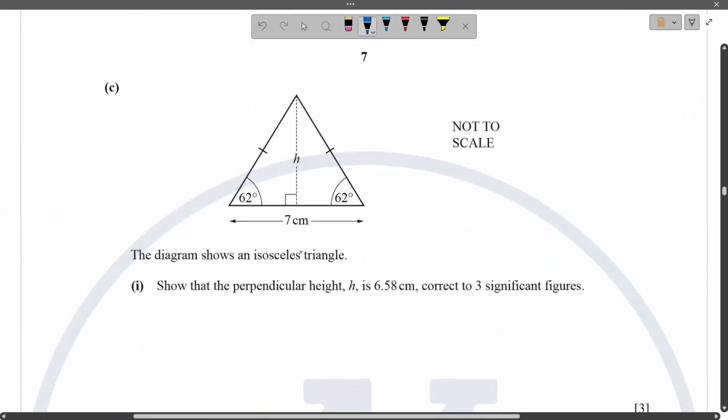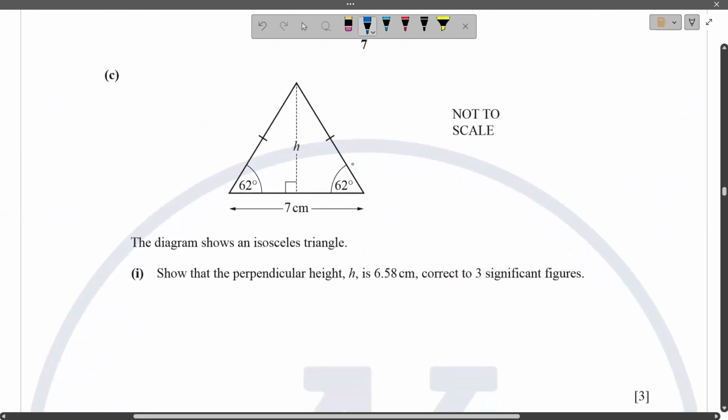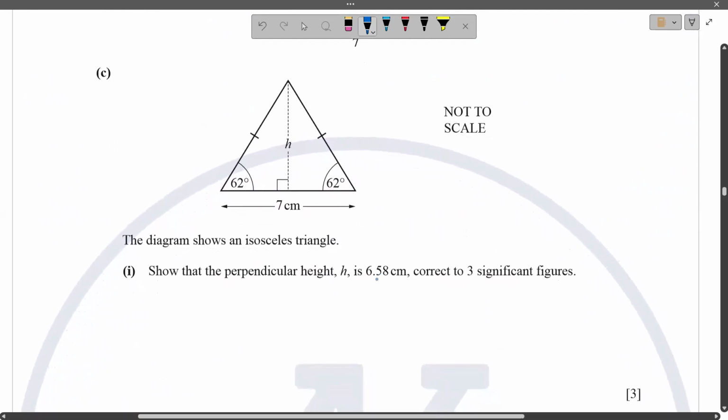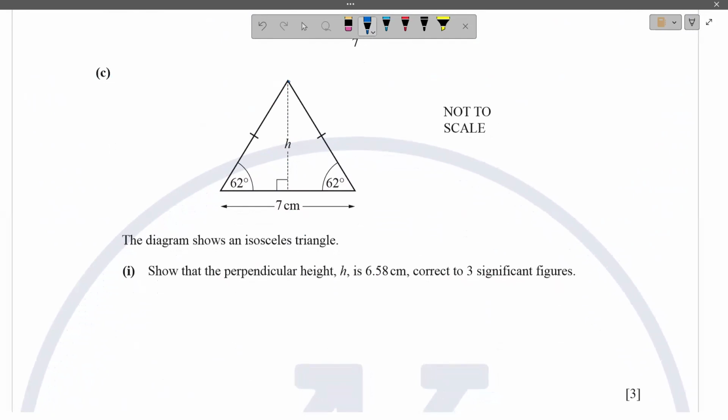Okay. Letter C, we have an isosceles triangle. 2 angles are equal, 62 and 62, and 2 sides are equal, and we have the base 7. Show that the perpendicular height is 6.58, correct to 3 significant figures. So to get the height here, I know that in an isosceles triangle, the perpendicular height bisects the base. So this is 3.5 and this is 3.5.